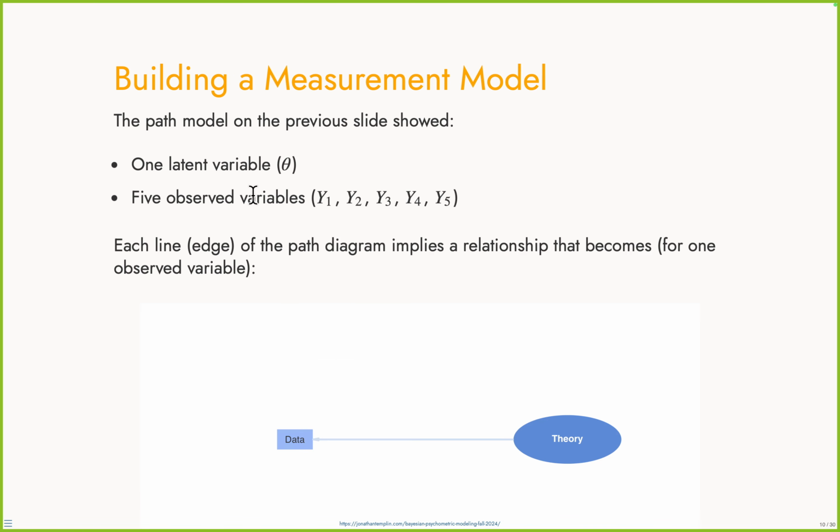And so the path model on the previous slide showed this one latent variable and showed 5 observed variables. Each line I just mentioned implies a relationship itself, right? And so we could take this path diagram and think of it this way. On the circle side, our latent variable represents our theory. That's why we built the scale in the first place. Our construct should be there.